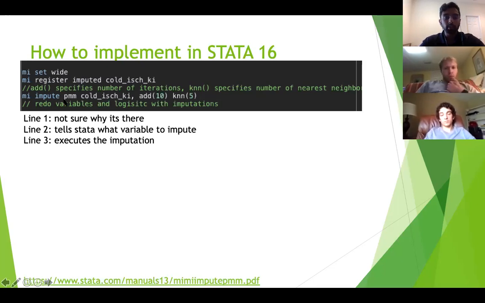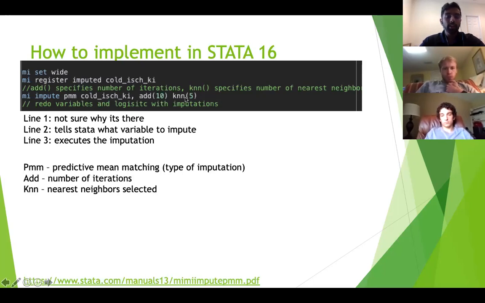So it's mi impute PMM, which is our model, predictive mean matching, then the variable we care about, cold ischemia time, and then add(10) and knn(5). So add is the number of iterations we want to do. It'll keep doing this and try to optimize it. And 10 is a good number to pick because it's a compromise between a good amount of iterations, and if you did more than 10, it could take your computer a long time to compute. So it's kind of a good in between.